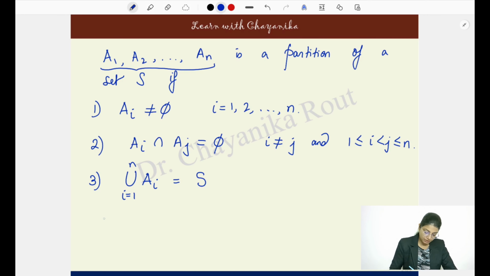And one more important thing to mention here is that every subset of that partition, that is each Ai, is called a partite set. So to summarize, basically a set will have a partition into a collection of subsets which are called partite sets only when each of these subsets is non-empty. No two should have a common element, that is every pair of subsets should be mutually disjoint, and the union of all these subsets taken together should give the whole set S.